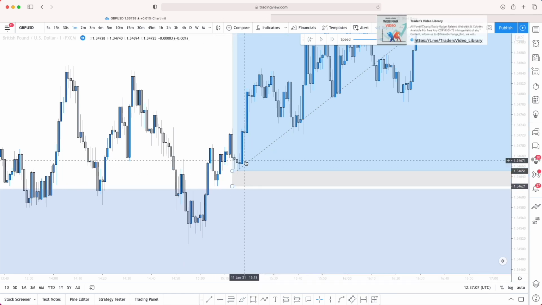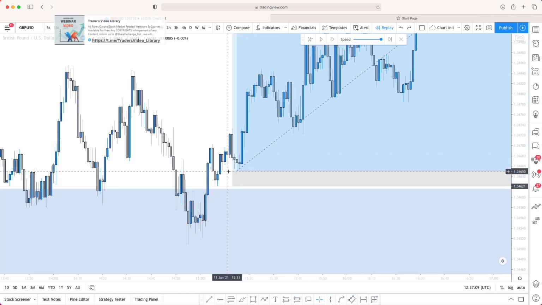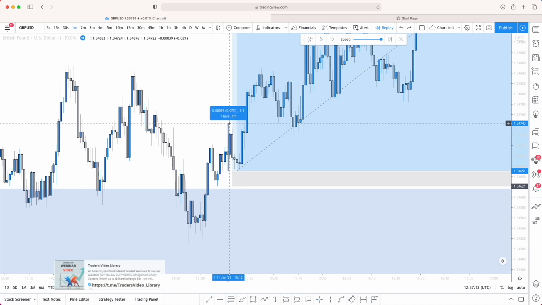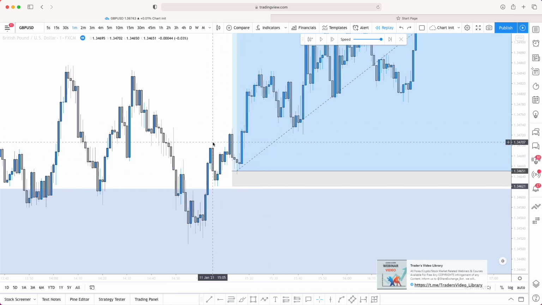Okay, and we're already sitting risk free, and you're already probably sitting at about 3R at this point. So that's when to move your stop loss to break even.